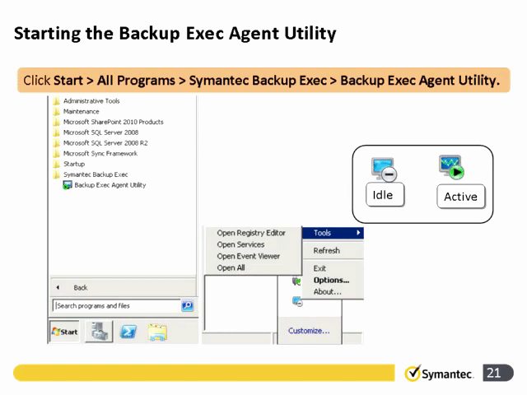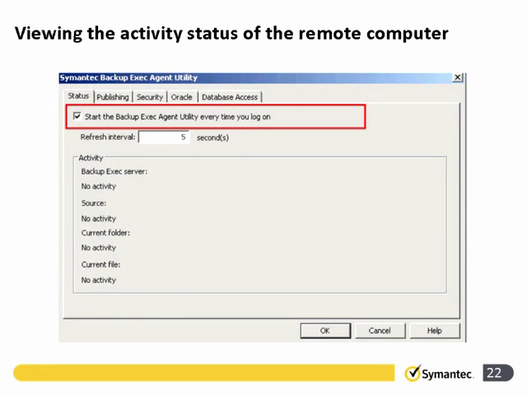Most of the time it will show as idle. If you have a backup running, you'll get the little green circle with the arrow in it that shows that you have an active backup. By default, it does bring up the screen that you see here, which is to start the agent utility every time you log on. You can uncheck this box and then the server will not display this screen on reboot.